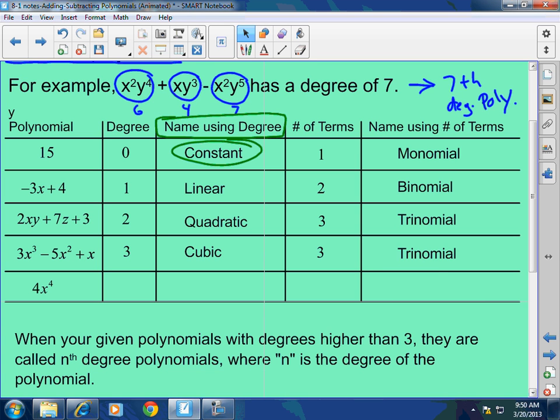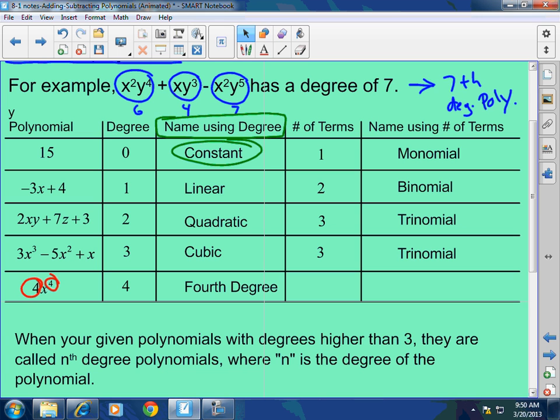Last example. What is the degree of the last example? 4. Not because of this 4, but because of that 4. Okay? Be careful with that. What is the degree here? In this case, you would say a 4th degree.